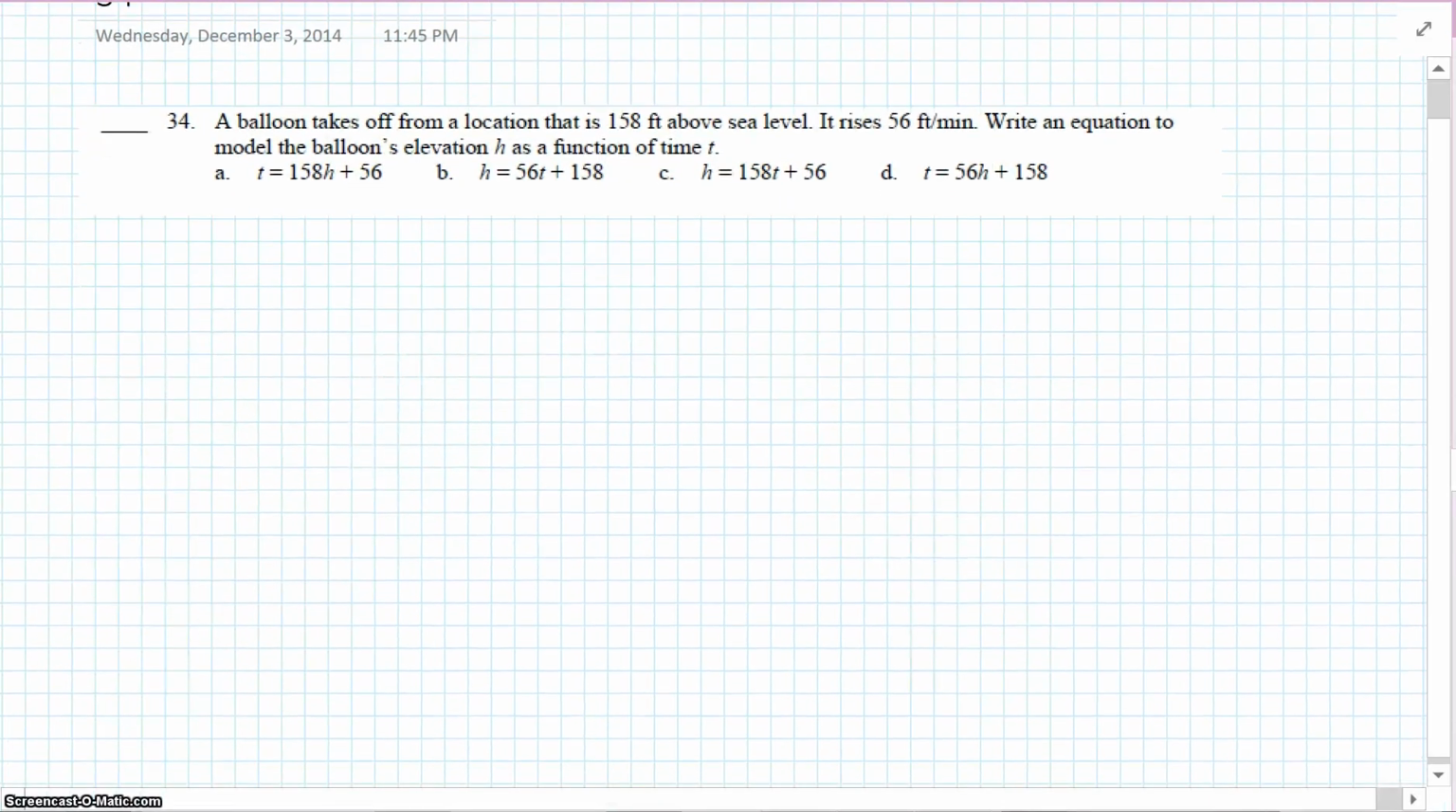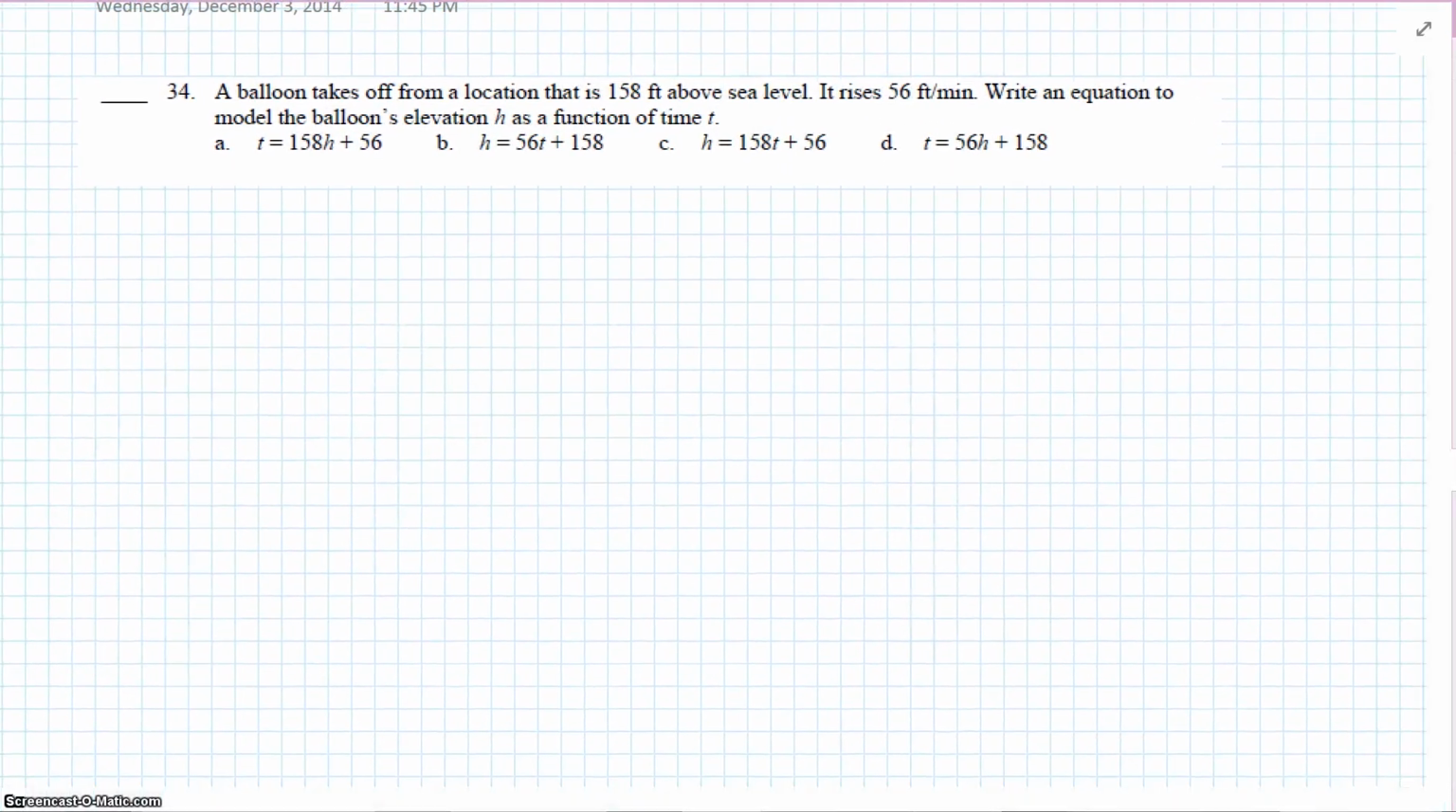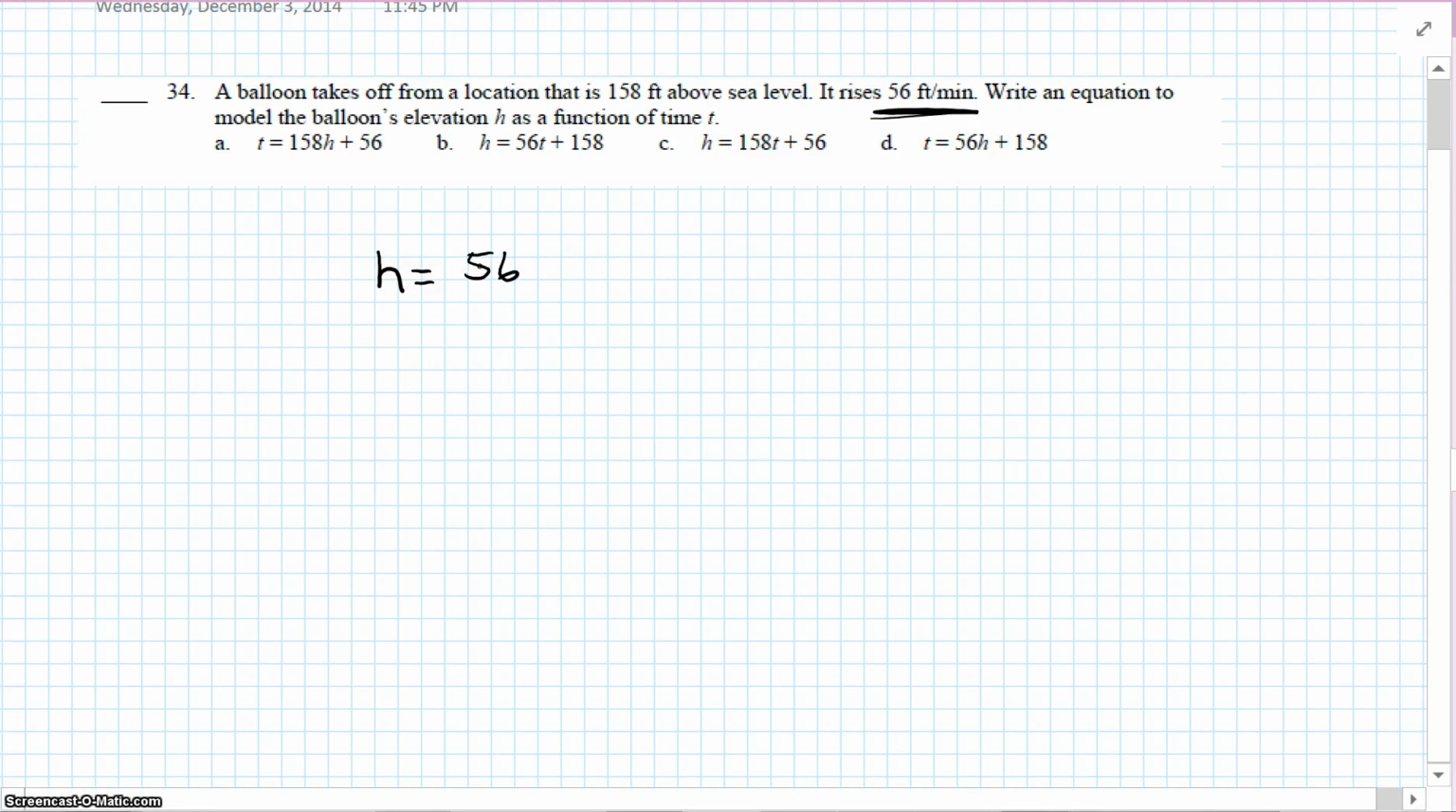34. A balloon takes off from a location that is 158 feet above sea level, and it rises 56 feet per minute. Write an equation to model the balloon's elevation H as a function of time. So we know we're trying to find the height of this thing. It has a rate of 56 feet per minute. So 56T, where T is in minutes, tells us how high it goes up for every minute. But it started off at a location of 158.